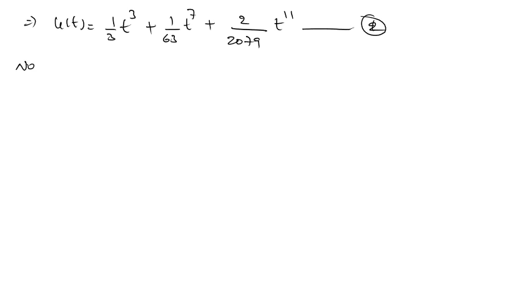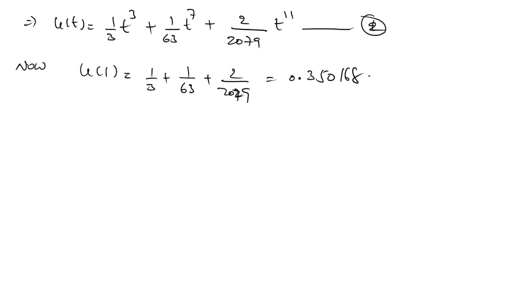Now what is the given value? I need the value of u of 1. 1 by 3, 1 by 63, 2 by 2079. Okay, this is 0.350168. 0.350168.